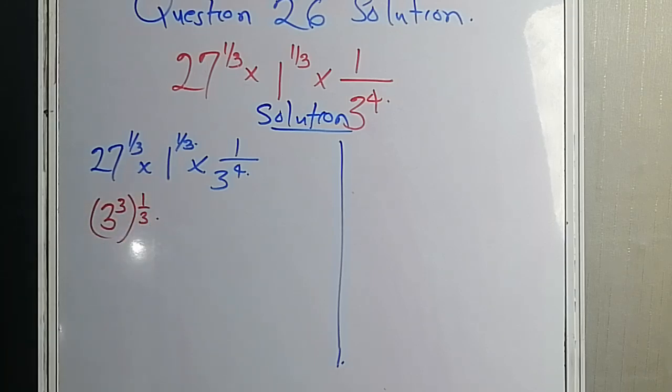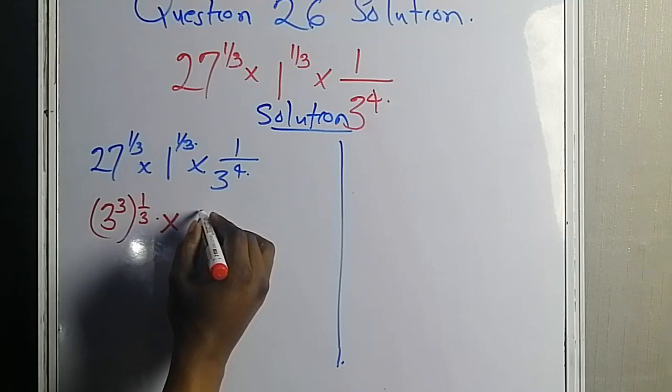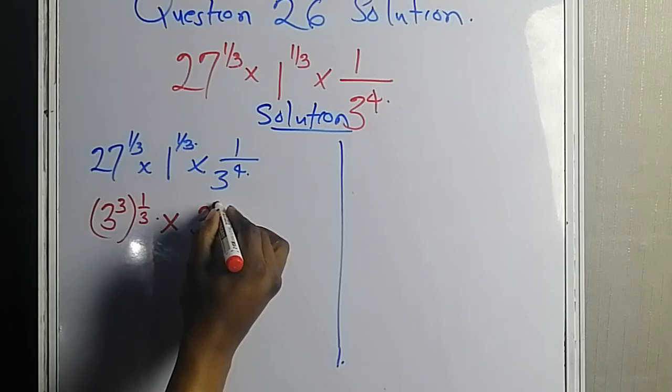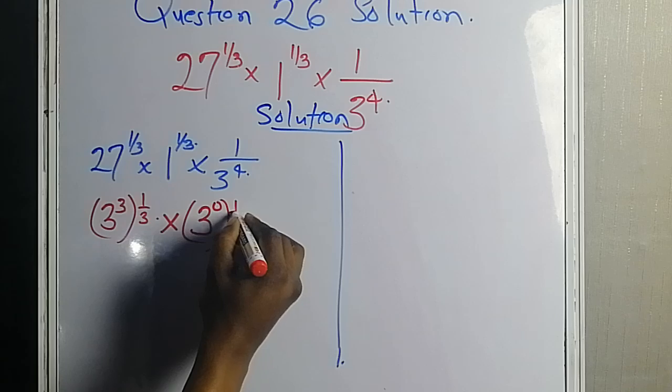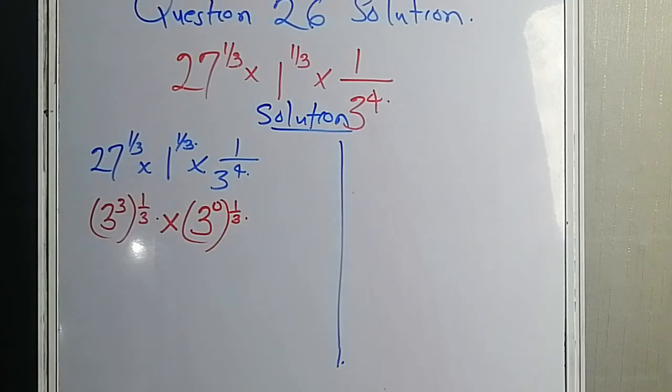Okay? So 3 raised to power 3 all over 1 over 3. Now, look at it very well. In one of the laws of indices, anything raised to power 0 is 1. I use myself as an example to make it clearer. 3 joy raised to power 0 is 1. Anything raised to power 0 is 1. So in this case now, I would say this is the same thing as 3 raised to power 0, all raised to power 1 over 3. Okay? 3 raised to power 0.